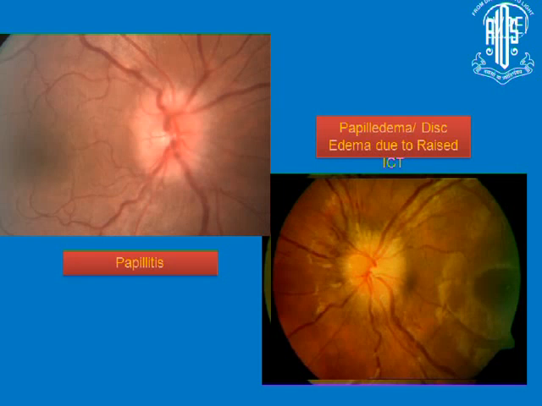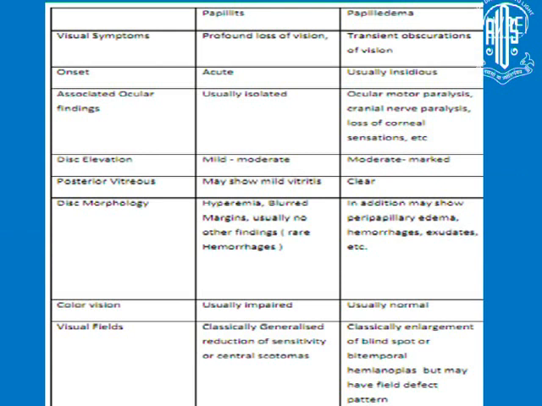But in an early case, there may be a little difficulty, but you may still get some other signs. In those cases, we rely on the clinical profile of the patient also. If you see, in patients with papillitis, usually there is a profound loss of vision, and it's an acute onset.